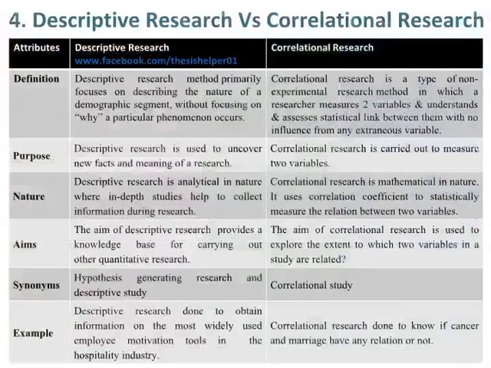Descriptive research versus correlational research. Descriptive research method primarily focuses on describing the nature of a demographic segment, without focusing on why a particular phenomenon occurs, while correlational research is a type of non-experimental research method in which a researcher measures two variables and understands and assesses statistical link between them with no influence from any extraneous variable.